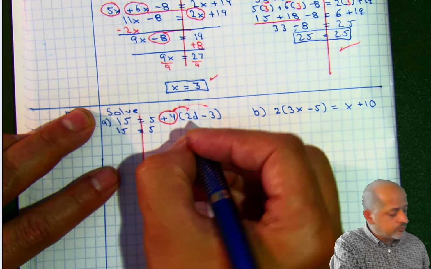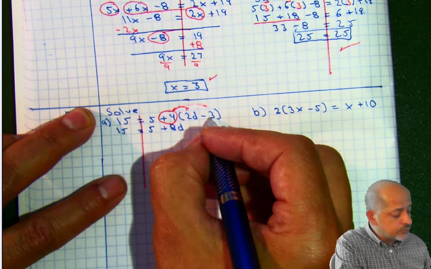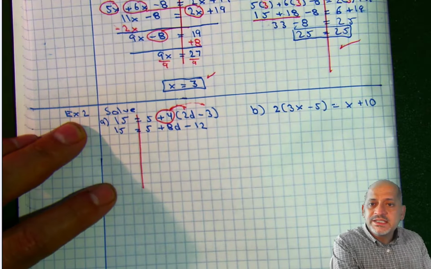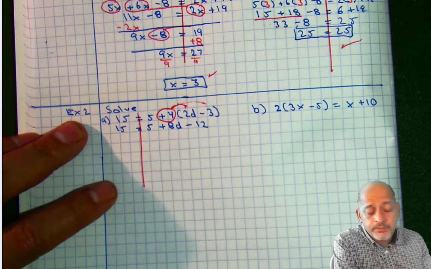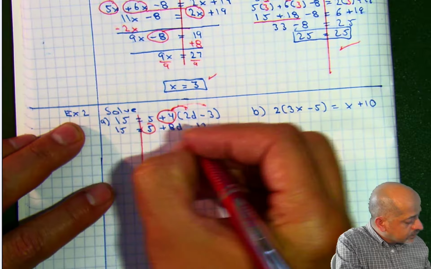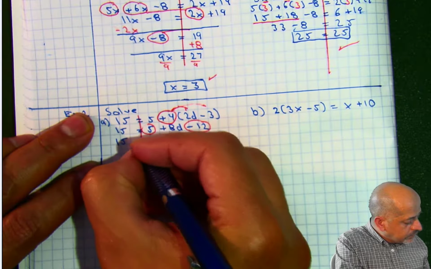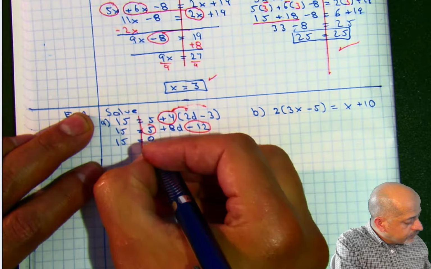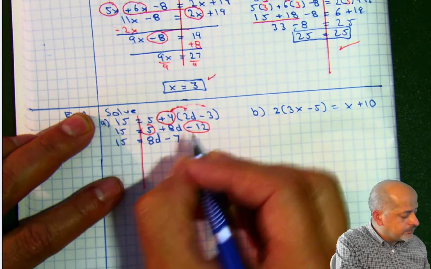4 times 2d will give me positive 8d. 4 times negative 3 will give me negative 12. And now we have a problem just like we had on example number 1, the ones that we saw in the last lesson. What should I do next? Correct, I can combine like terms on the right hand side. I'm going to circle the ones I can combine. So that gives me 15 equals. I want to make sure that I write down the 8d first, because you want to write the variables first. And 5 minus 12 will give me negative 7.